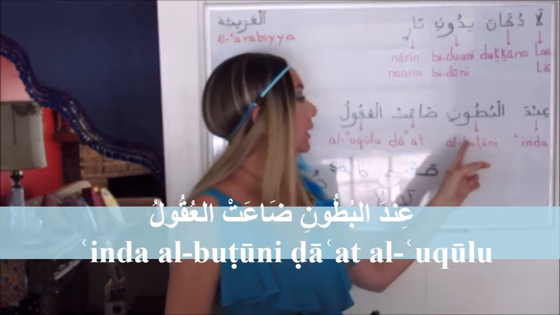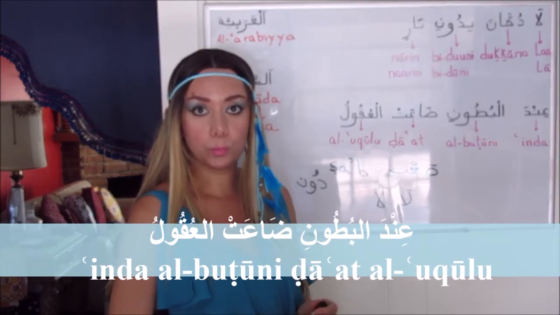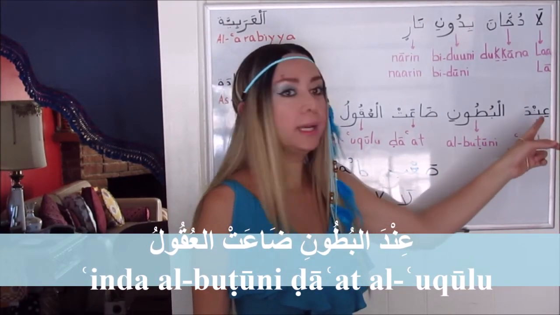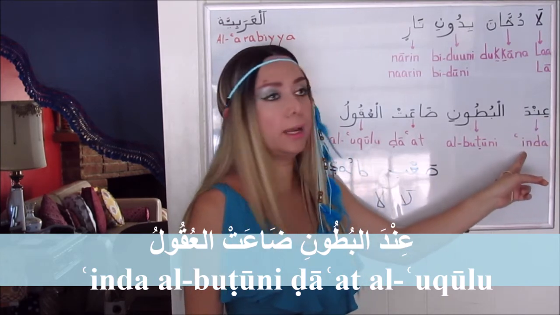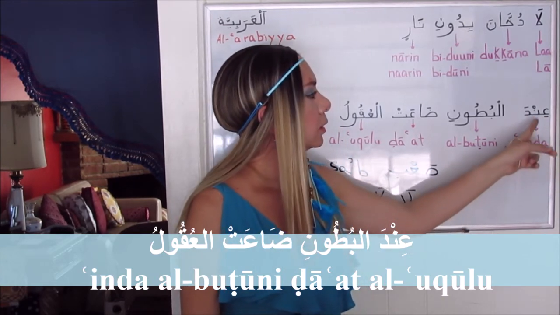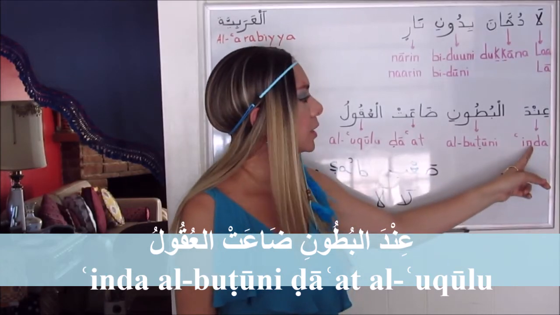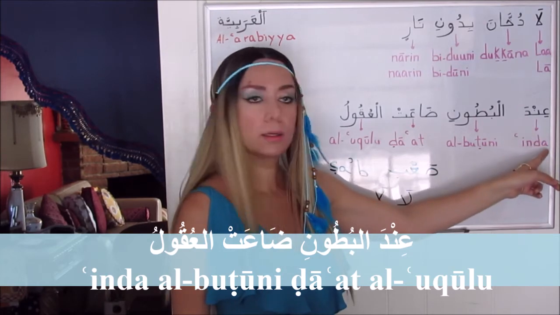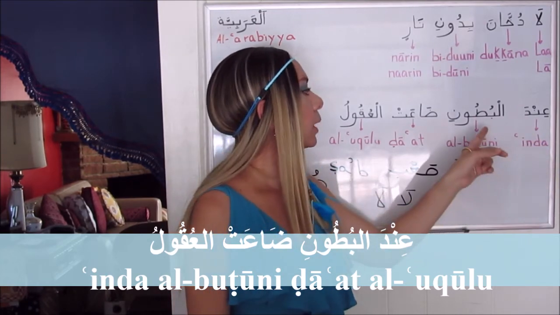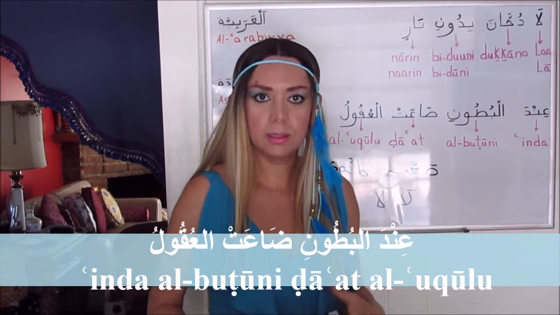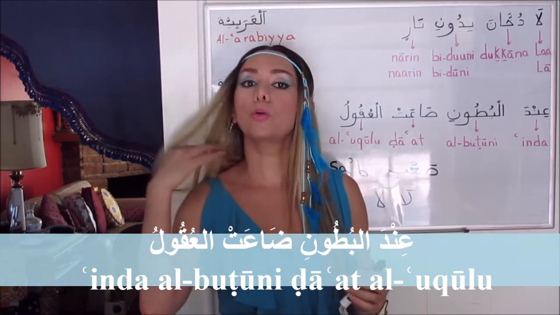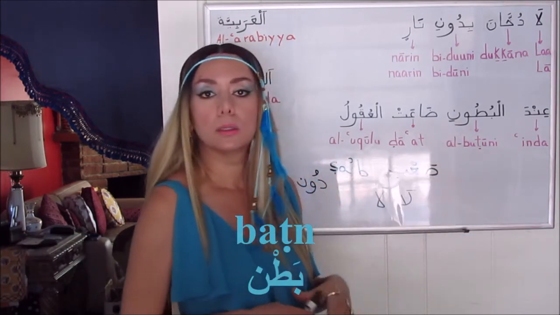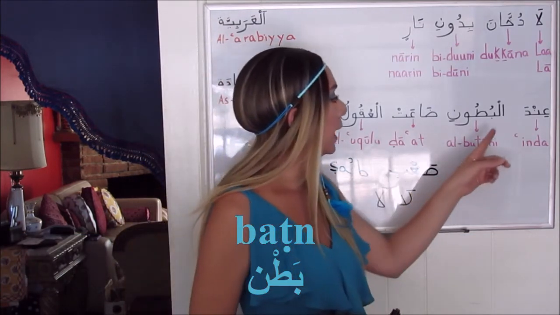Inda al-butuni da'at al-uqul. Inda, we have an ain, followed by a kasra, represented by the I, and the noon with the sukun. So we just write the N, and the dal plus a fatha. We have an A, inda. Al-butun, tummy. Butun is the plural form of batn, tummy. Butun, tummy. So we have al-butuni.